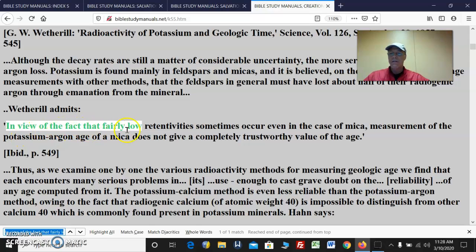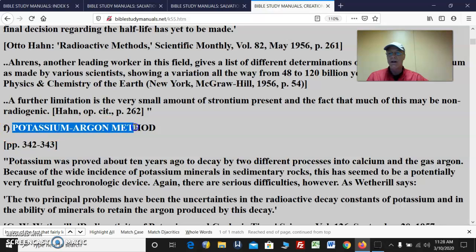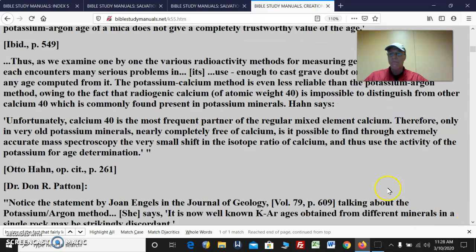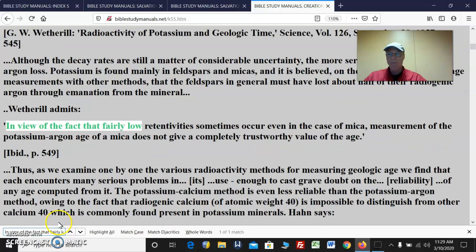In view of the fact that fairly low retentivities sometimes occur, even in the case of mica, that's talking about age dating methods. In this case, the potassium-argon method. Radioactive potassium releases argon gas and goes back to a non-radioactive element. So, in view of the fact that fairly low retentivities sometimes occur, even in the case of mica where potassium is in there, measurement of the potassium-argon age of mica does not give a completely trustworthy value of the age.